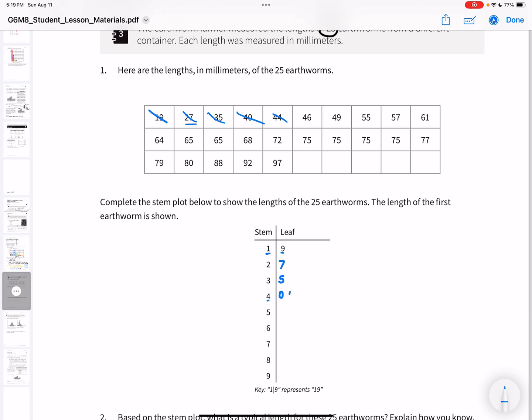44. 46. 49. Then we have 55. 57. 61, 64, 65, 65, so we have 2 of those, 68, 72, 75, another 75, another 75, and another 75, and a 77, and a 79. And we have an 80, an 88, a 92, and a 97. We have now completed our stem and leaf plot.